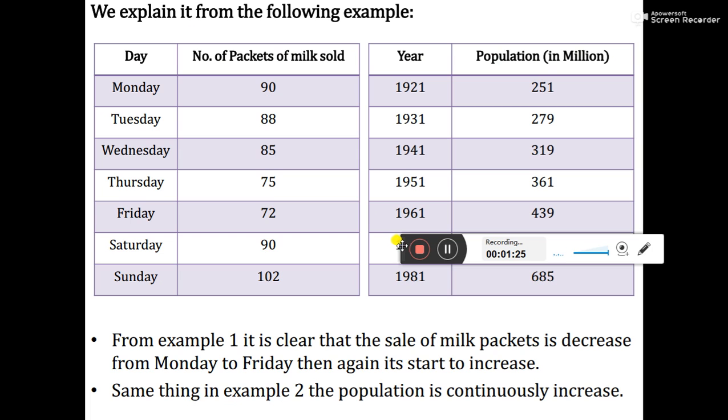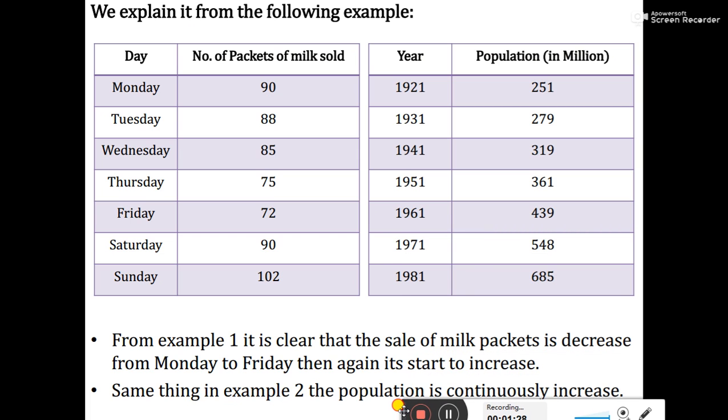Here you can see we can explain it with the following example, where these are the days and these are the number of packets of milk sold, and also this is the year. This is different data. Population in years is mentioned here in millions. From example 1, it's clear that the sale of milk packets decreases from Monday to Friday, and then starts to increase on the weekend. Same thing in example 2, the population is continuously increasing throughout those years.